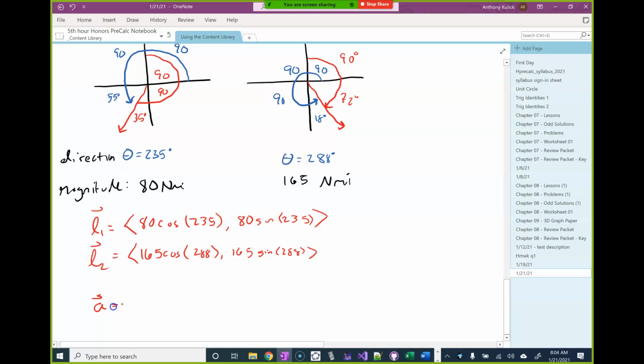And then the actual vector, the actual displacement from the port to where we started, is just going to be the sum of those two vectors. So when I do 80 cosine 235 plus 165 cosine 288, I get about 5.10. When I do 80 sine 235 plus 165 sine 288, I get negative 222.46.